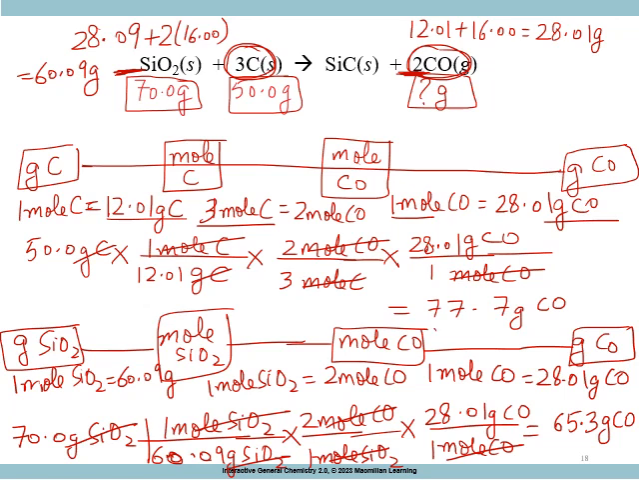So you get 77.7 grams from carbon, 65.3 grams from SiO2. Which is lesser? This is lesser, which means this is my final answer. How much carbon monoxide can you produce? You can finally produce 65.3 grams of carbon monoxide. That's my final answer. Who is my limiting reactant? SiO2 is my limiting reactant.